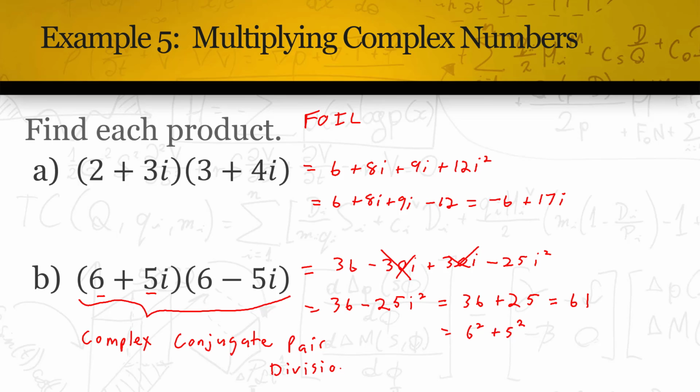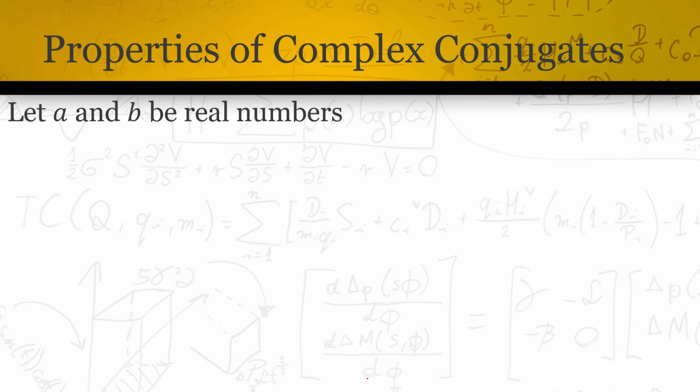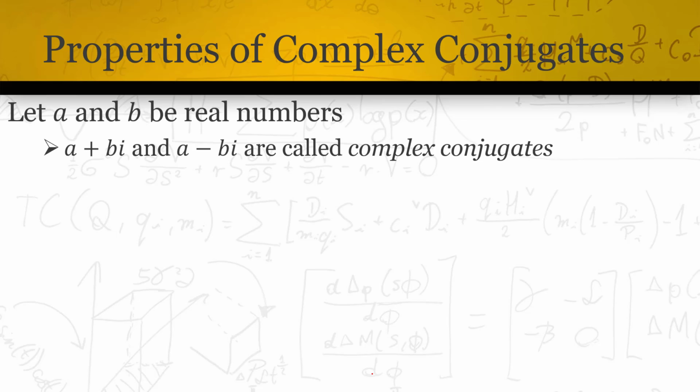But notice what happens when you multiply a complex number by its conjugate. What you get is a real number, and that real number is equal to the square of the real part plus the square of the imaginary part. So let's talk a little bit more about complex conjugates. Actually, I think I said everything there is to say about it. Okay, complex conjugate pairs are two numbers which have the exact same real part but opposite imaginary parts. So they have the form a plus bi and then a minus bi.